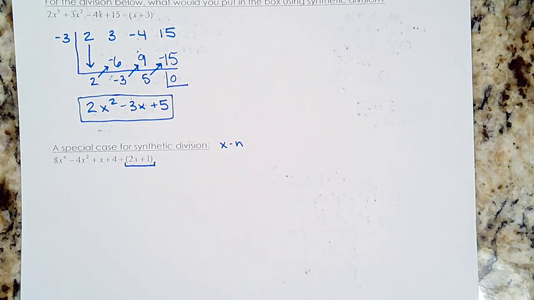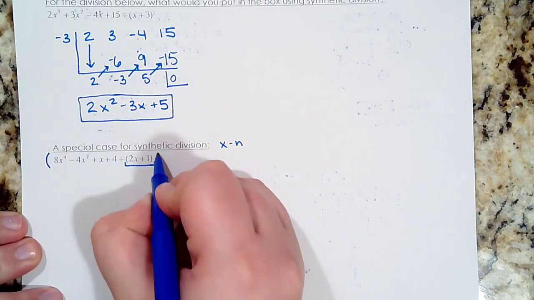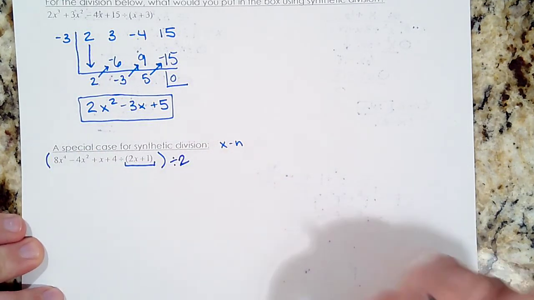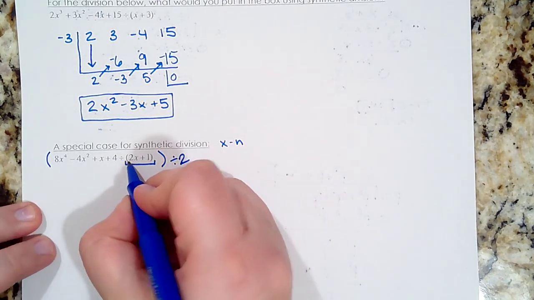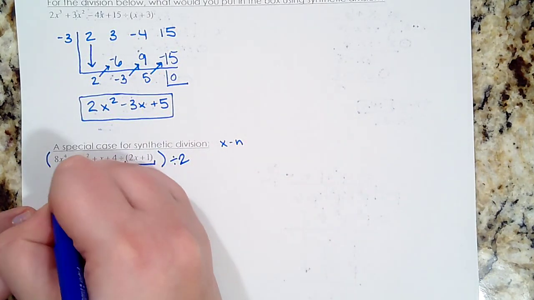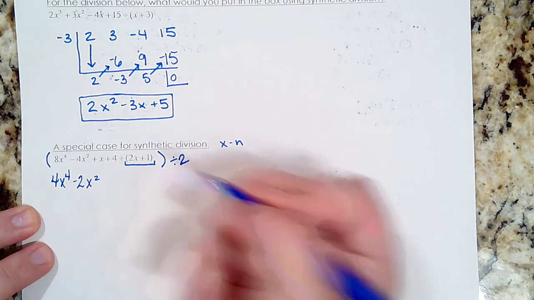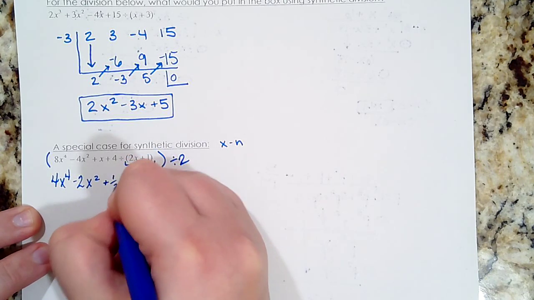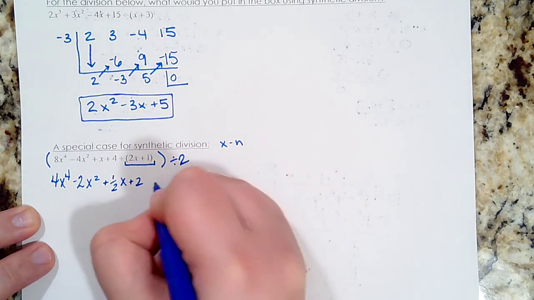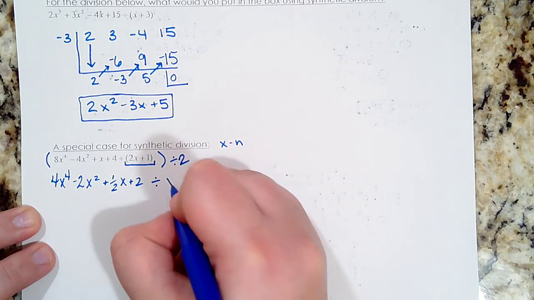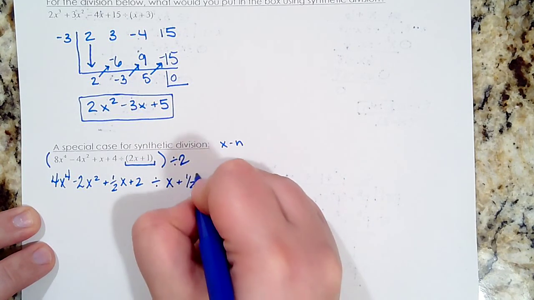In order to put it in that form, what we're going to do is change our equation just a little bit. We're going to divide everything in our equation by 2. The whole thing. Not just this piece, this whole thing. Why are we going to do that then? Well, because that allows us to get rid of the 2 in front of the x. So let's see what happens. We're going to get 4x to the 4th minus 2x squared, plus 1/2 x plus 2 divided by x plus 1/2. I'm going to put that in parentheses.